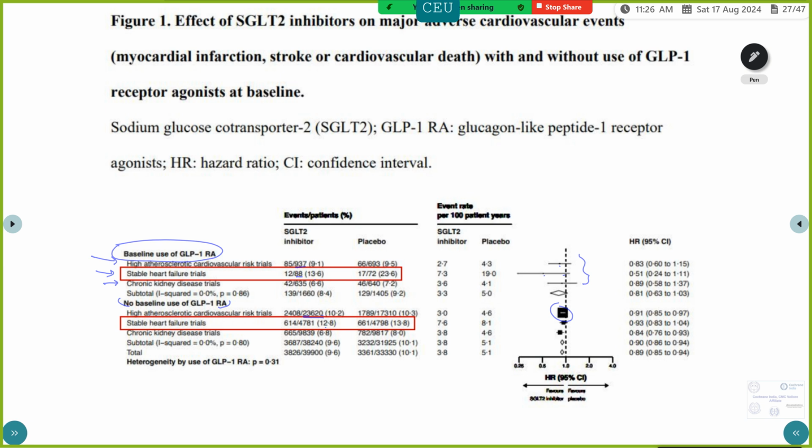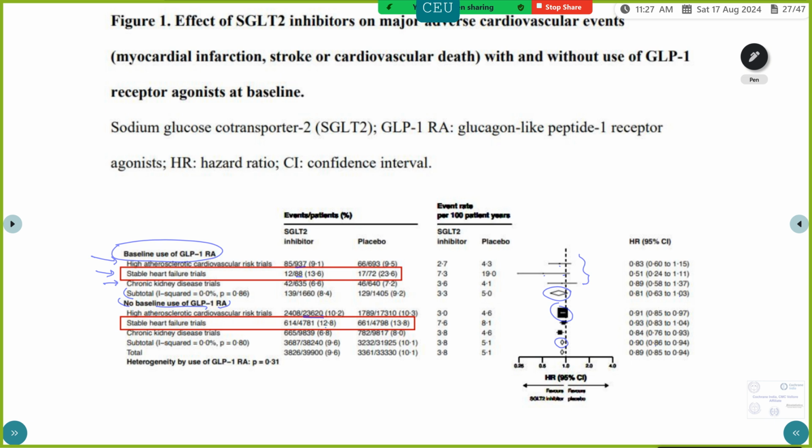And they have given subtotal effects for each group. So this is the subtotal of the patients who were using baseline GLP-1 RA. And we can see that this is crossing the line of no effect with the hazard ratio from 0.63 to 1.03. While in this group, the patients who did not have baseline use of GLP-1 RA, the subtotal effect is between 0.86 to 0.94. That is, it's not crossing the line of no effect.